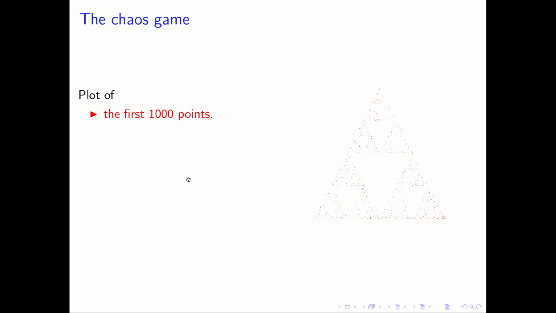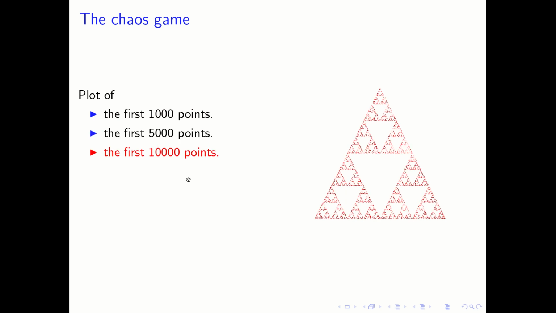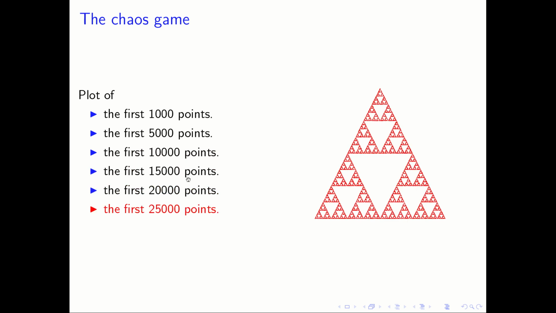So this is what happens when you plot the first 1,000 points. You can hardly see anything right now. But after 5,000 points, this is what you get. After 10,000, 15,000, 20,000, 25,000, you can see the Sierpinski triangle emerges slowly but surely.